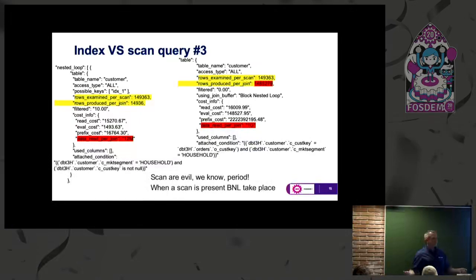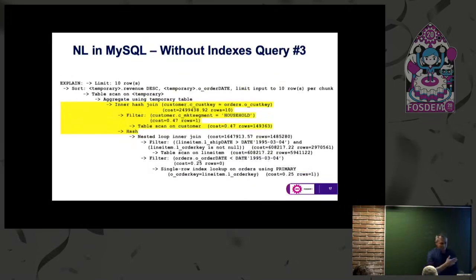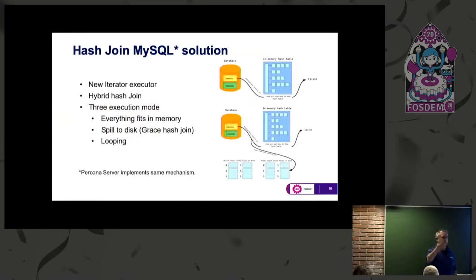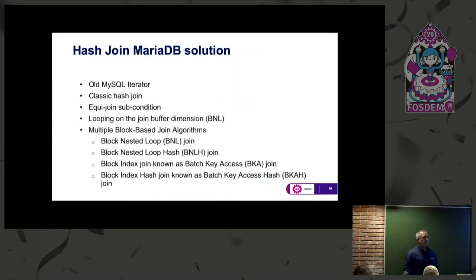When a scan takes place we have a block nested loop, and this is why we have hash join: to help us prevent that. With the new MySQL EXPLAIN with TREE, you can easily see when there is a hash join and what it does. Eric already explained everything about hash join, so I'm not going to repeat it. Just a brief mention, we have a lot of MariaDB people here, but I'm not going to explain hash join in MariaDB. I call it the old MySQL iterator to differentiate it from the new MySQL iterator, but it's the classic hash join approach, equi-condition subjoin, and a different algorithm, right?